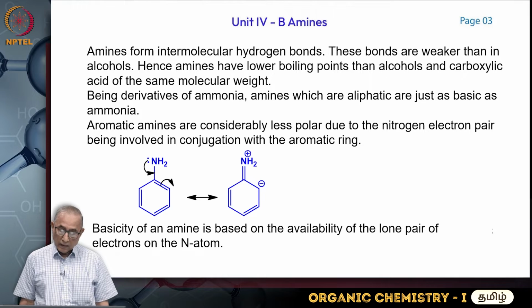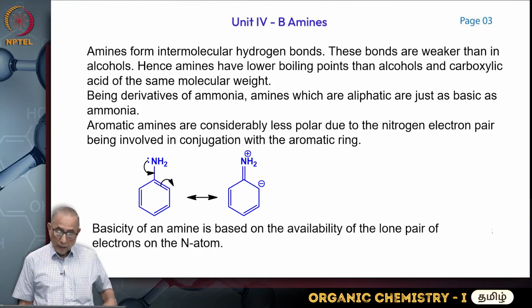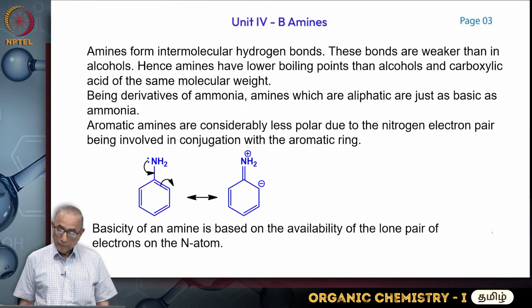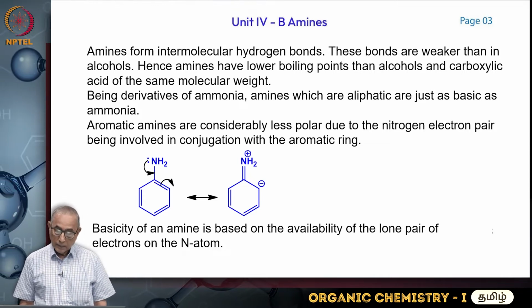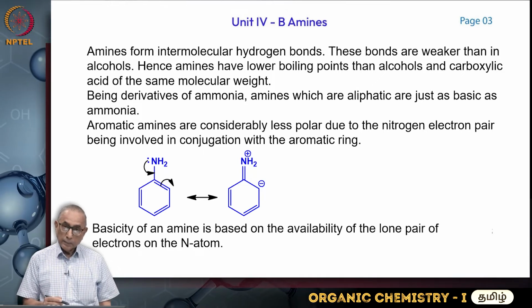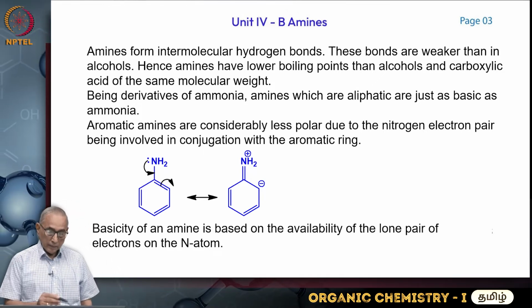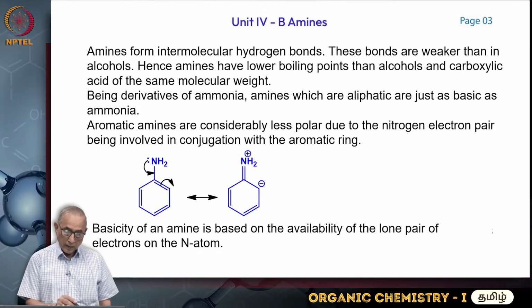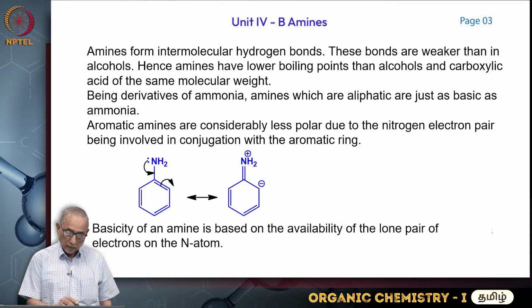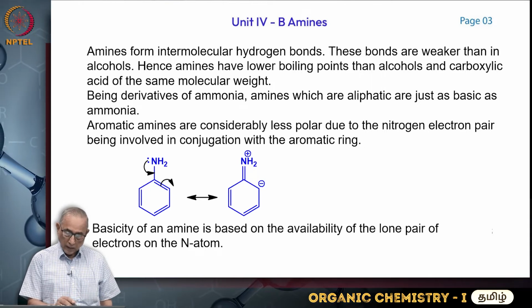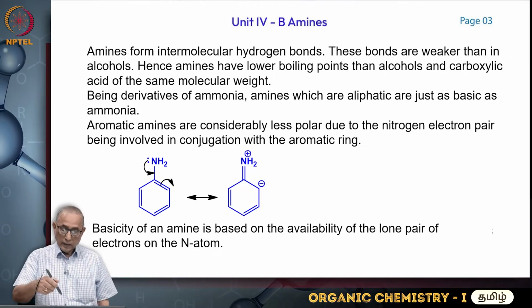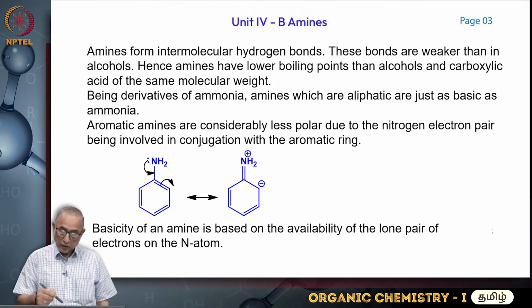Since they are derivatives of ammonia, amines are basic in nature, especially the aliphatic amines. In aromatic amines, the amino group is attached to the aromatic ring. The aromatic ring is electron withdrawing. As in the resonance structure drawn here, with this double bond, the lone pair goes to the carbon-nitrogen bond and this bond moves here to form a negative charge. So it is becoming dipolar. So the lone pair of electrons is pushed into the ring.